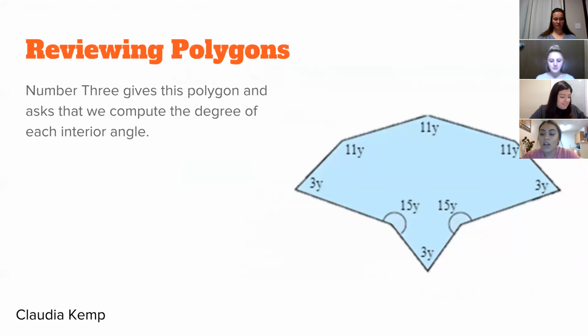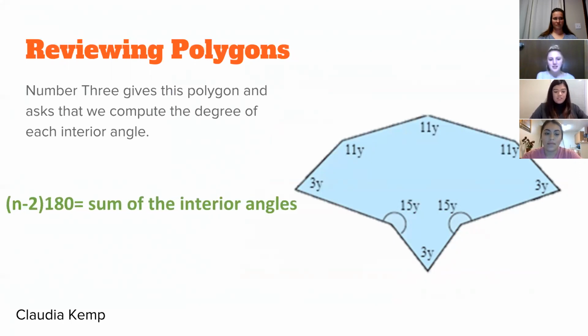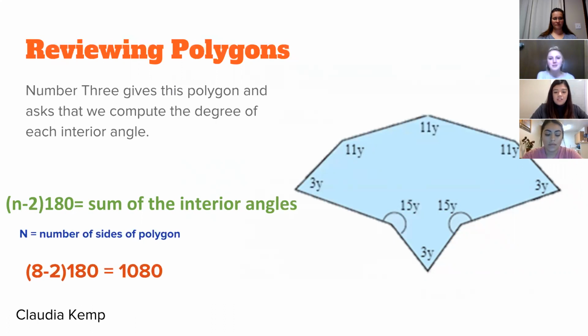Claudia, are polygons similar to triangles in which all the angles add up to 180 or another number? I like your thought process there, Cece, but it's not exactly how it works with a polygon. With a polygon, instead of it being a set number, it's a set equation: n minus 2 times 180, where n is the total number of sides of the polygon. Taking this one, for example, there are 8 sides, so it would be 8 minus 2 times 180, which equals 1,080 degrees.